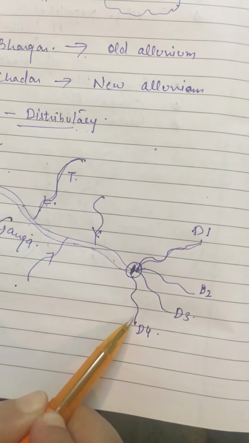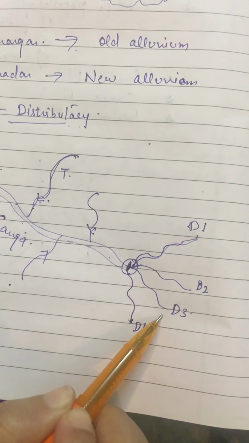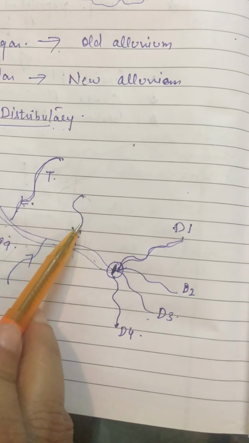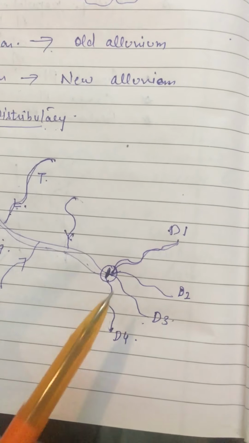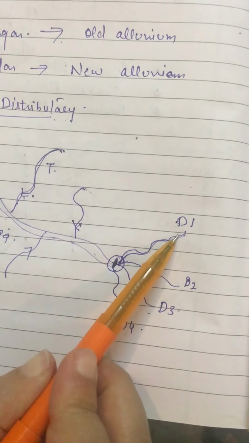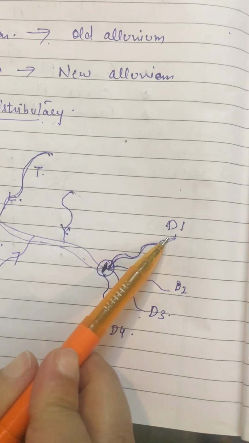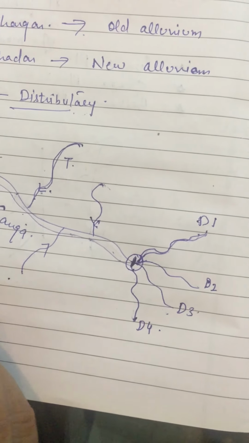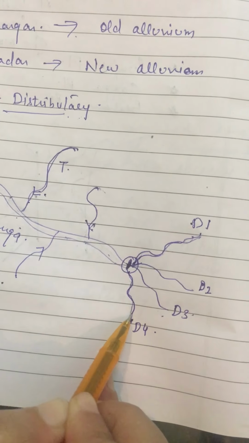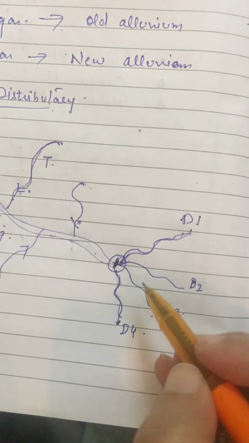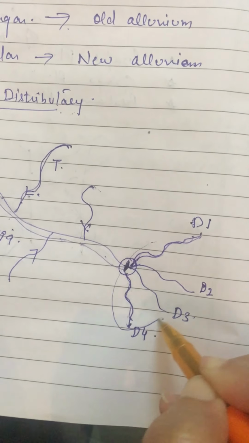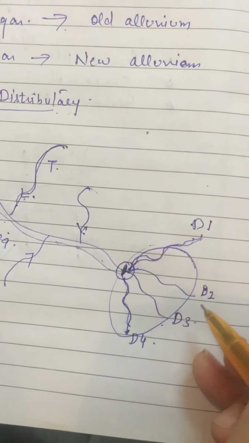Distributary decreases the water from the main river. Tributary increases the water in the main river. Distributary decreases the water from the main river. Example, Hooghly is the distributary of river Ganga. And all these distributaries form the delta.